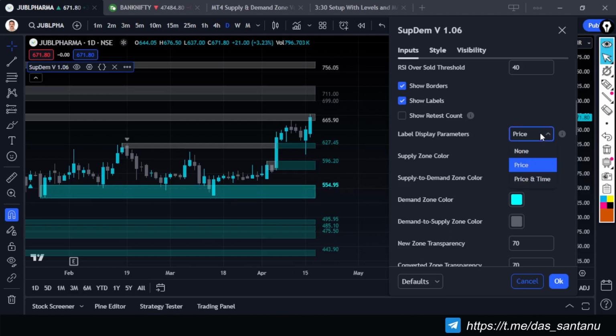Here you can see the labels as only price or price and time, since when the zone is sustaining. Also, if you select the Show Retest Count, it will show how many times a zone has been retested inside the zone box.